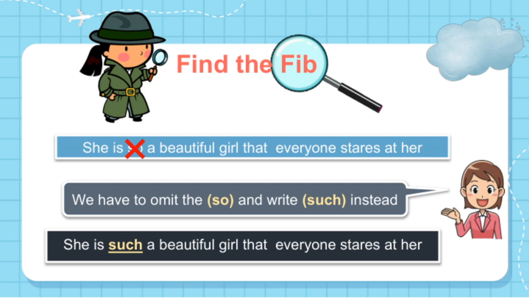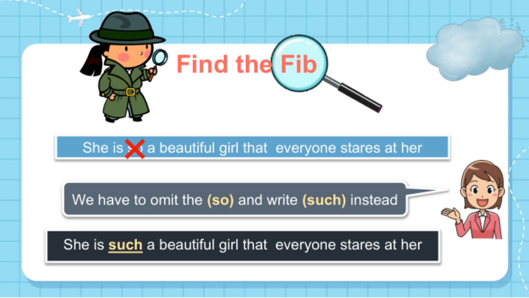Now the next sentence says, we have to omit the so and write such instead. This is highlighting a common mistake, using so when such is correct. The sentence then tries to say, she is so a beautiful girl that everyone stares at her, which is actually incorrect. The proper way is such a beautiful girl. So the key point here is understanding the difference between so and such. Such is used before a noun phrase to add emphasis, like such a beautiful girl, while so is typically used with adjectives or adverbs alone, like she is so beautiful. Recognizing this helps us avoid common mistakes and use these words correctly in our sentences.